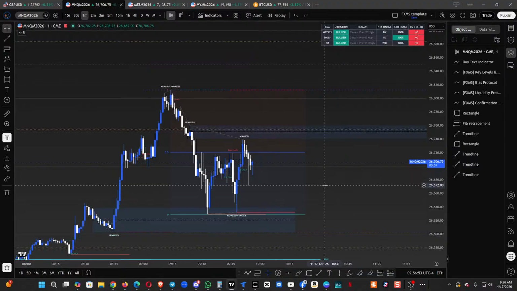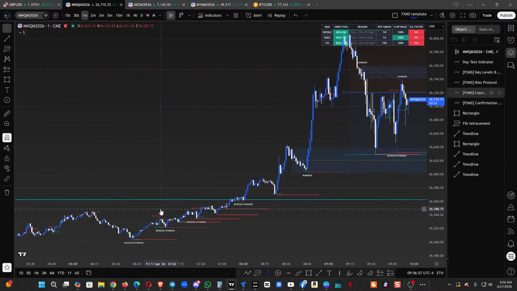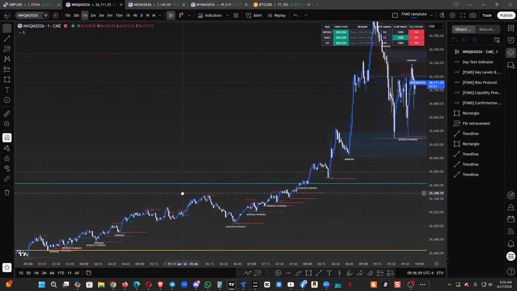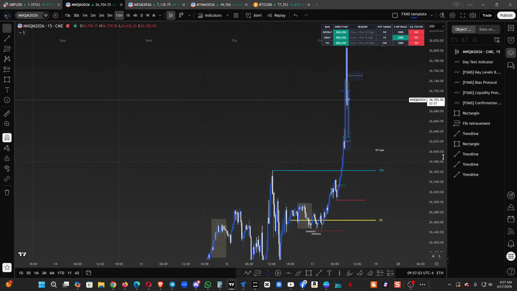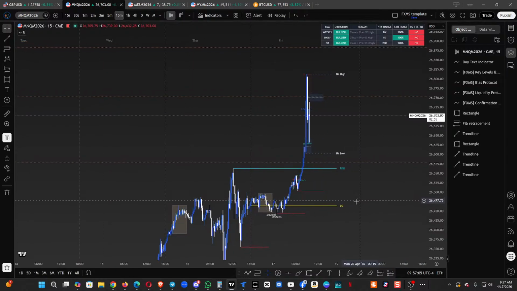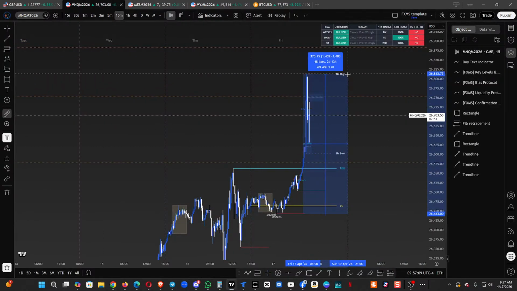New York is consolidation. After a move like that in the beginning of the day, think about how far we moved. This is no small move, almost 400 points.